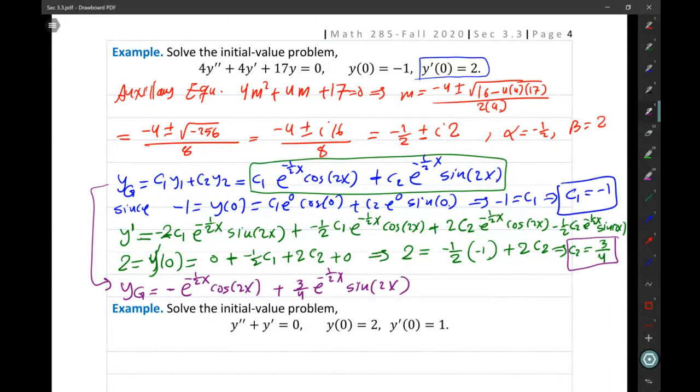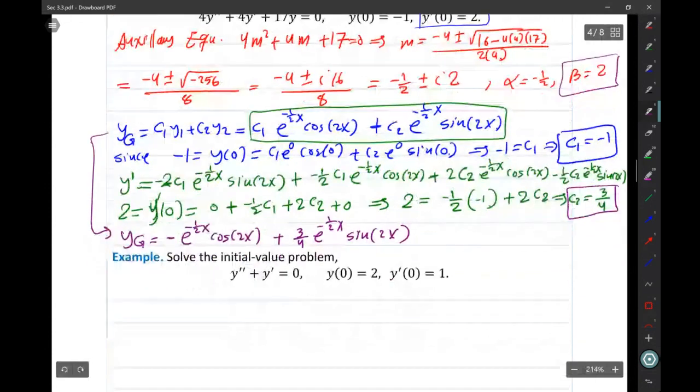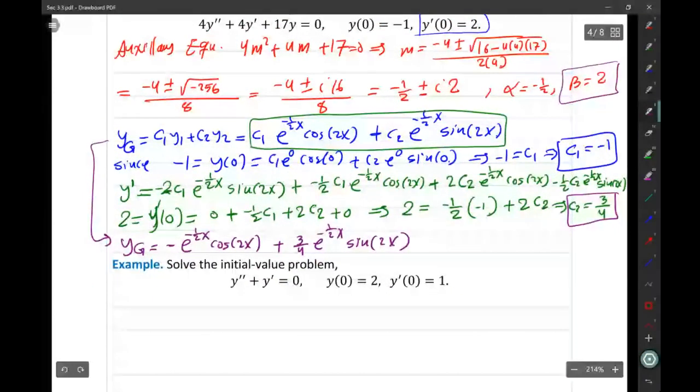Doctor, I have a question. Yes. Y2, the equation of Y2, isn't it sine of x? Why is it sine of 2x? Because beta is equal to 2. So it is sine of beta x. Beta x, yes. Okay. All right. Any question here?